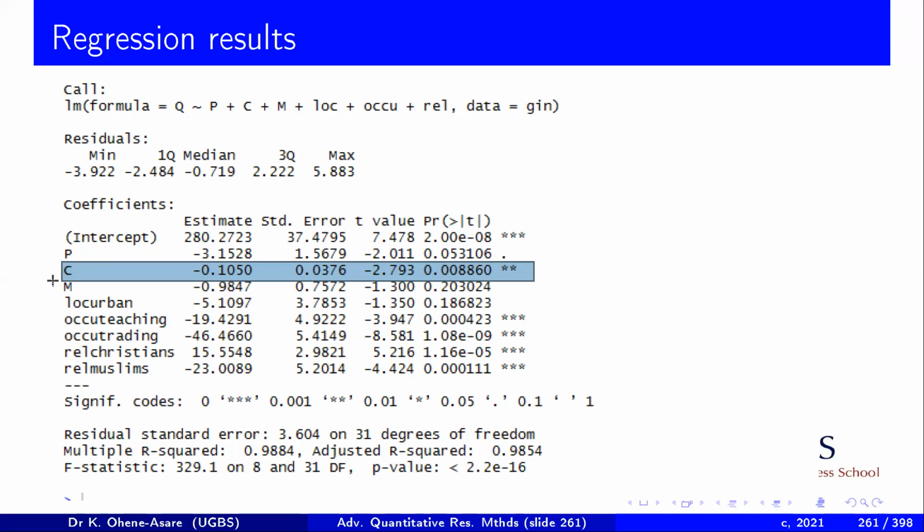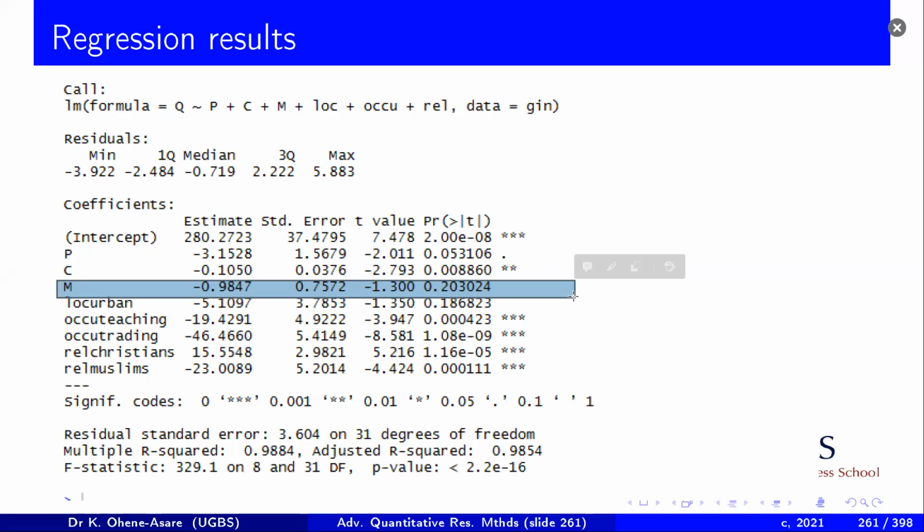How about income? What would you say about that? Excellent, Gabriel. It is not significant. Income is not significant. You don't need to look at any model. Just mention the significance by looking at the p-value and the stars.